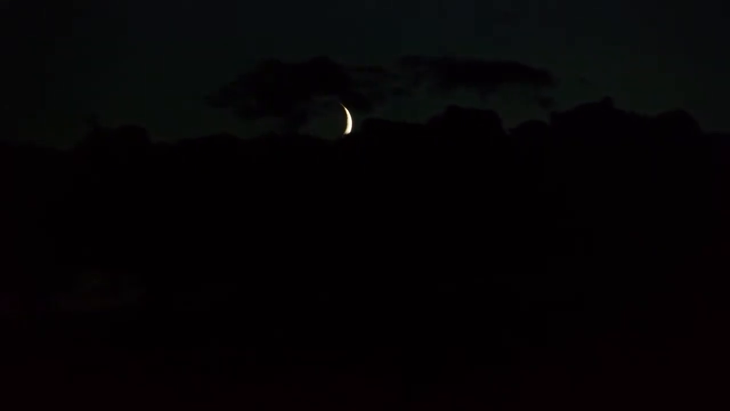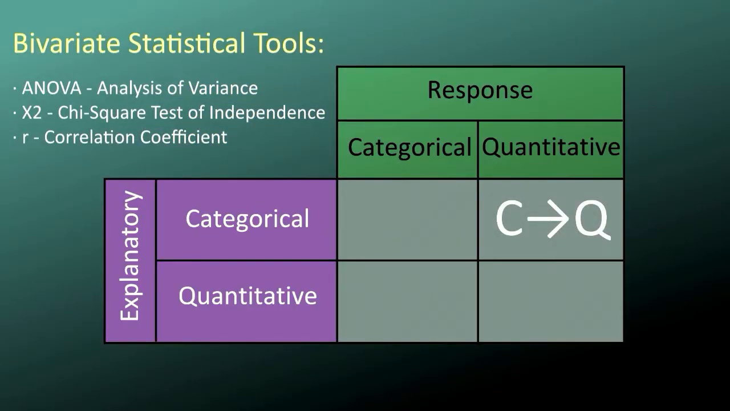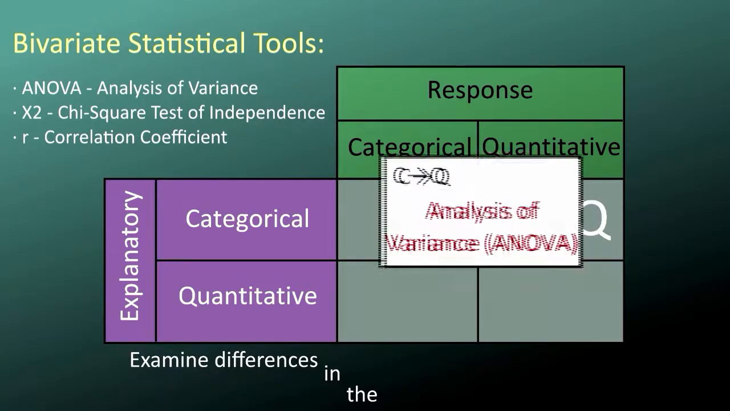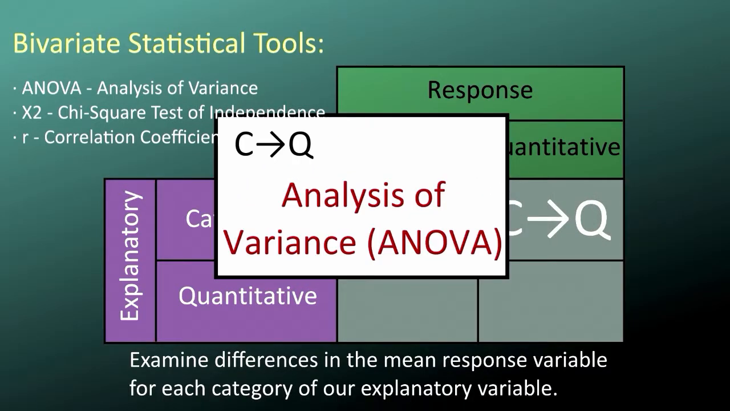We've covered a lot of information, so here's a quick summary of analysis of variance. First, an analysis of variance is used when we have a categorical explanatory variable and a quantitative response variable, and we want to examine differences in the mean response variable for each category of our explanatory variable.